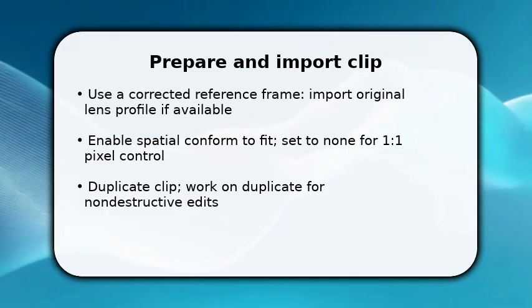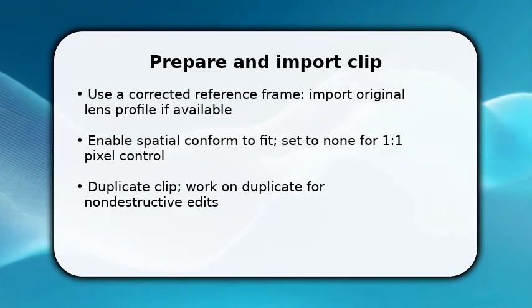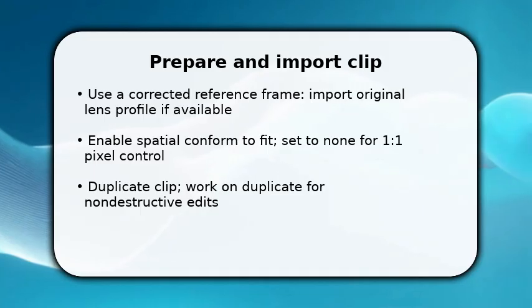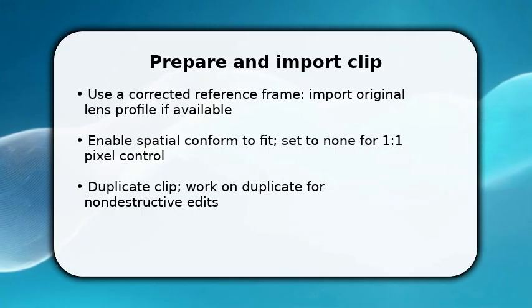You begin by preparing the clip and project settings. Import your original lens profile if you have one, and set spatial conform to none so Final Cut doesn't auto-scale. Once done, duplicate the clip in the timeline so you always have the untouched original to revert to. Make sure the project's frame size and frame rate match your source.